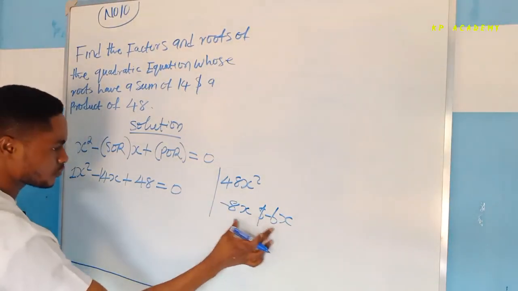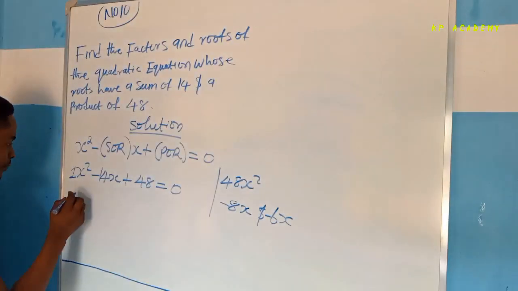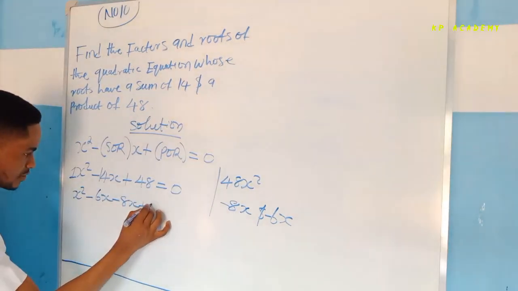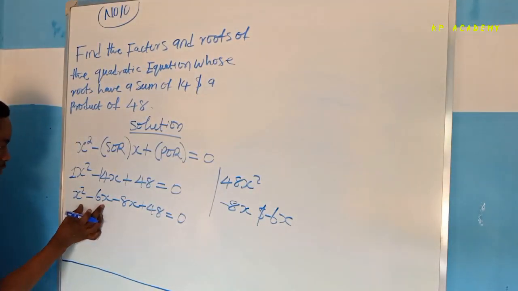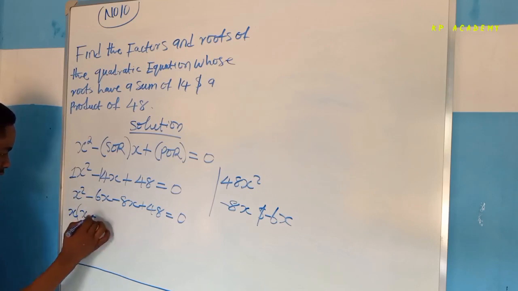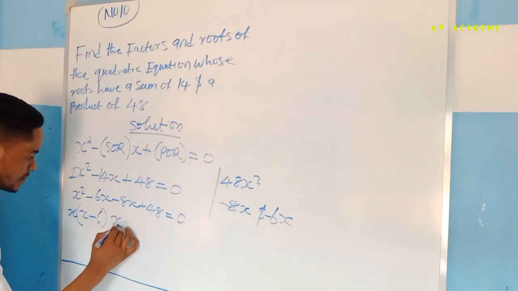So we're going to use these two numbers to replace the middle term. Hence, we have x squared minus 6x minus 8x plus 48 is equal to 0. Now we're going to factor out what is common in these two terms, and what is common here is nothing but x. Therefore, x squared divided by x gives us x, and minus 6x divided by x gives us minus 6.